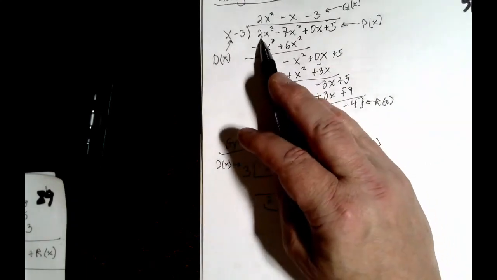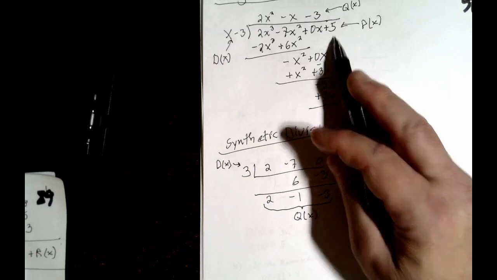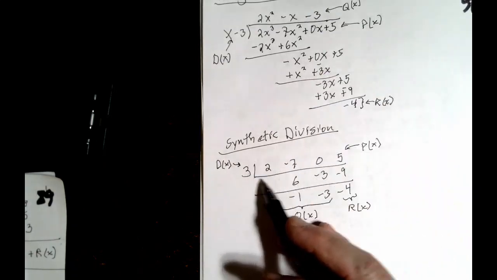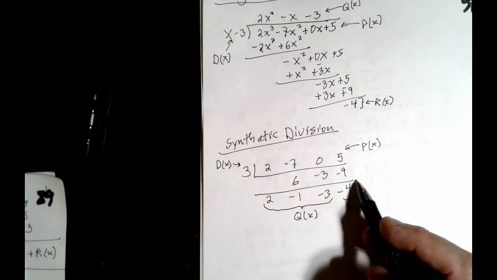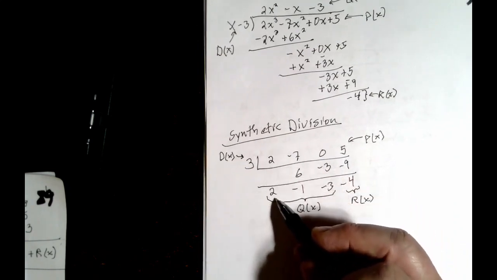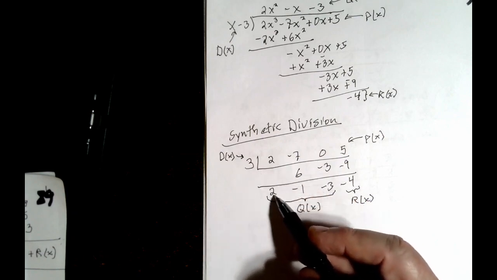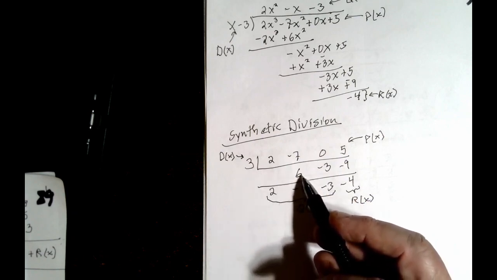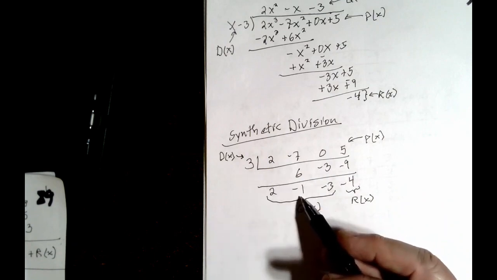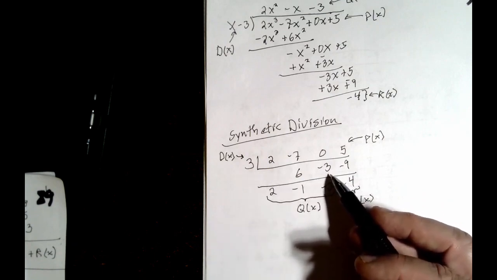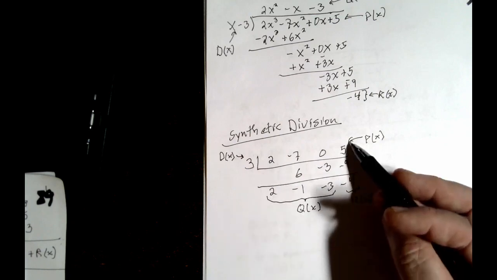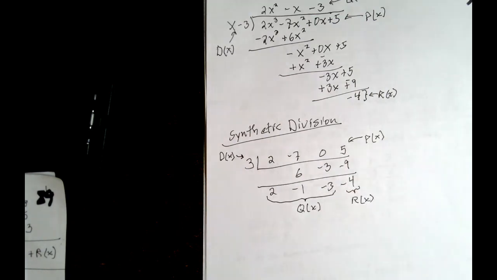Okay, and we write down the 2, the minus 7, the 0, and the 5. And then you draw this line underneath it. And then you draw this line here. Okay, now you always bring this number down to 2. And then you multiply 3 times 2 to give you the next number, 6. And you add and you get minus 1. Multiply to give you the next number. And you add and you get minus 3. Multiply to get you the next number. And you add and you get minus 4.